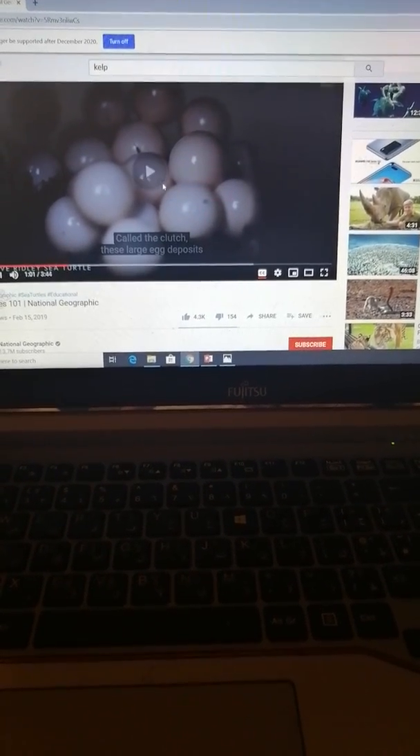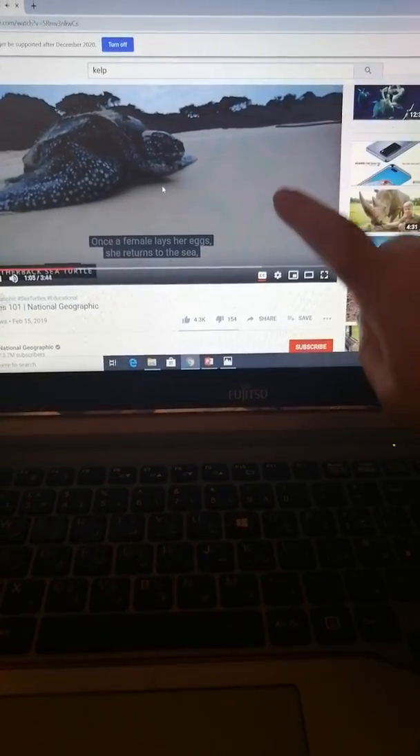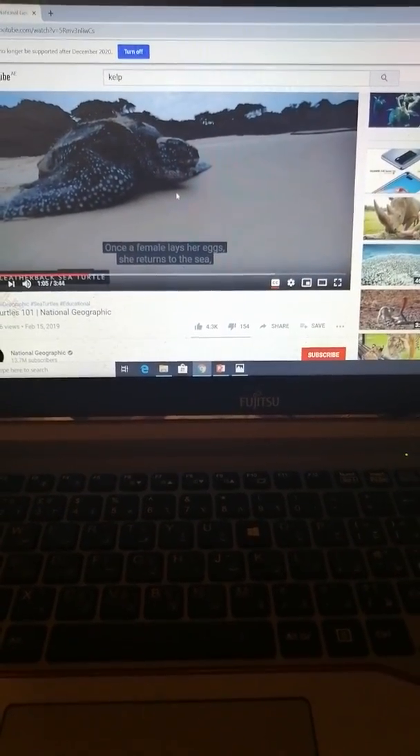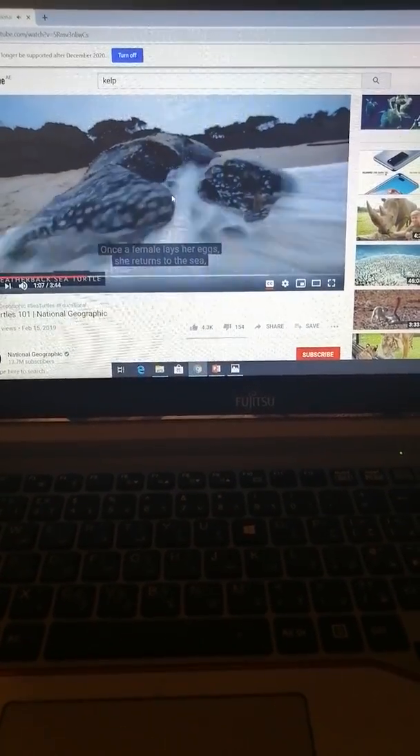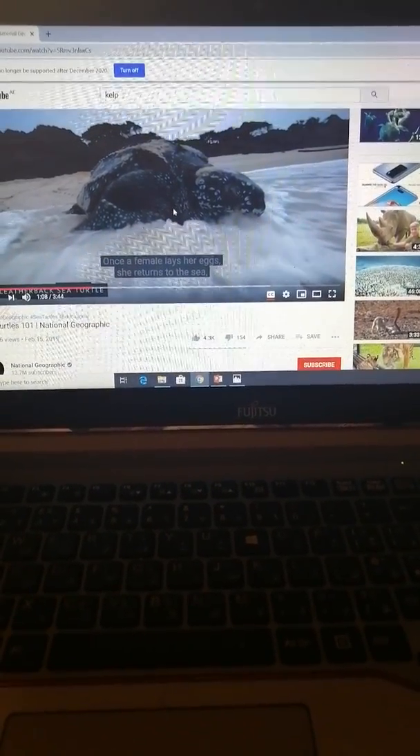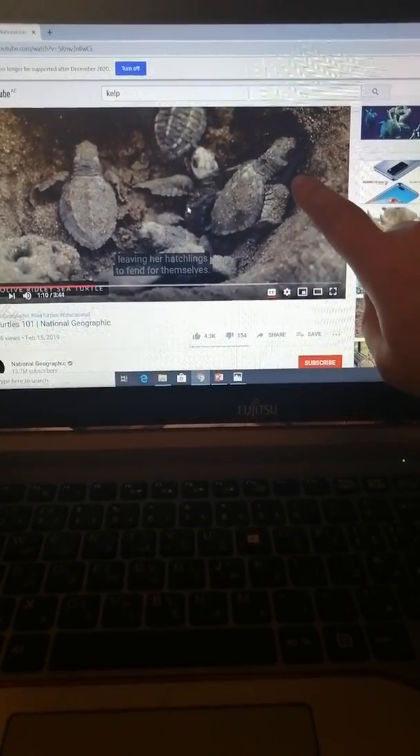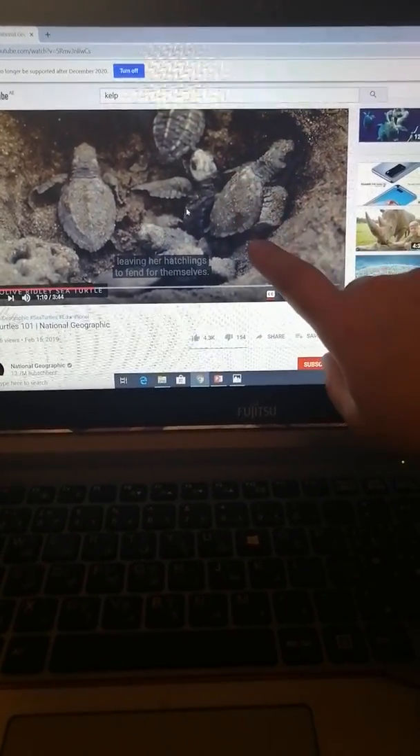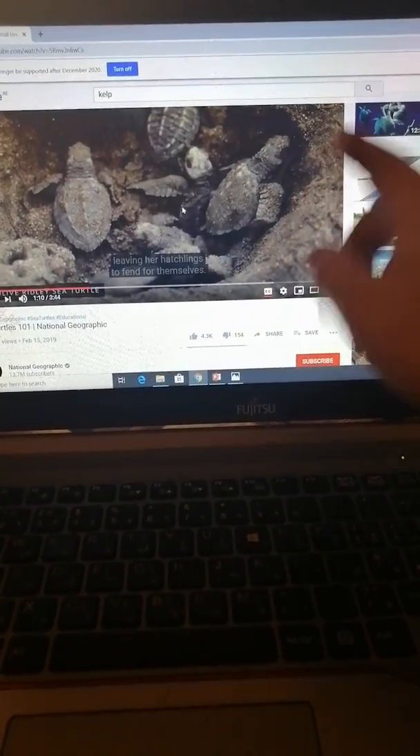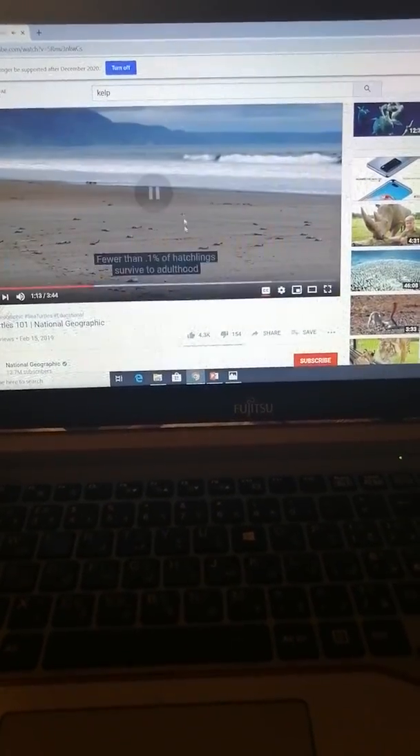Then what happened to the eggs? After laying eggs, the turtle swims back. She returns to go to the ocean. It's home again. Very good. Then we can see here the baby turtle hatch from the eggs, and I can see also it has flippers to swim in the ocean, to fend for themselves. See? Okay.